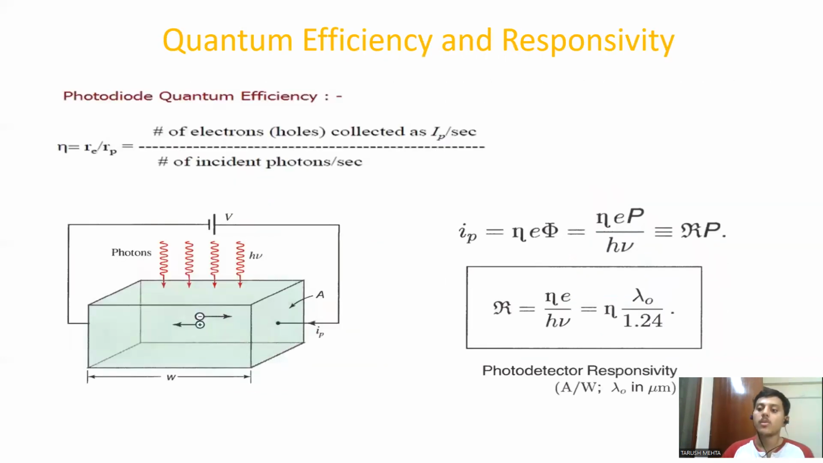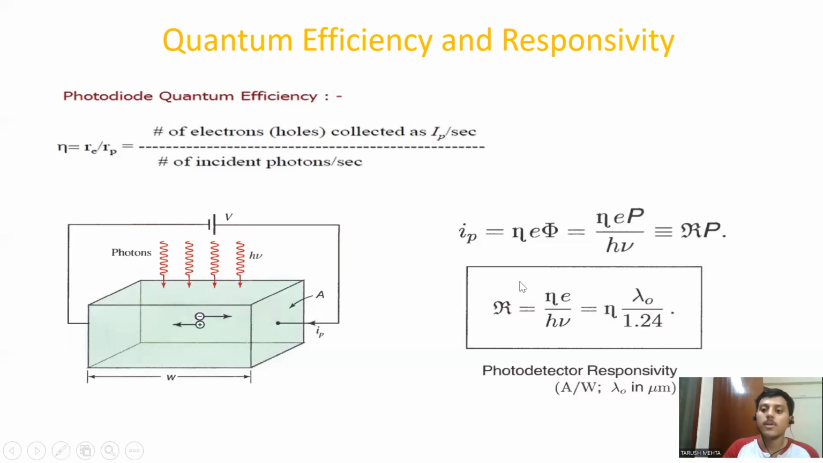Now, the performance of a photodetector is characterized by a few metrics like quantum efficiency and responsivity. For example, quantum efficiency is defined as the number of electron hole pairs collected divided by the total number of incident photons. So it is not like every photon that is incident will give rise to one electron hole pair, and that quantity is basically decided by this quantum efficiency.